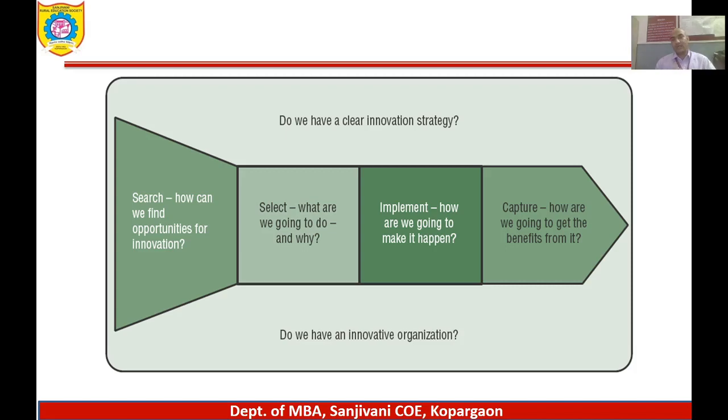Then once we are able to search for the detail, we can select what we are to do and why. So we have to decide what we are going to do, how we are going to do it, and why we are going to do it. Then we need to implement that particular strategy, how we are going to make it happen, whatever we have planned. And at last, we capture how we are going to get the benefits from it. So search, select, implement, and capture. These are the things which will help us define a clear innovation strategy.